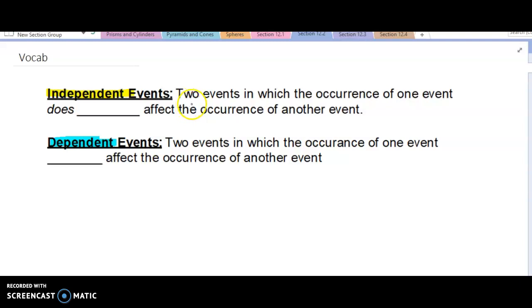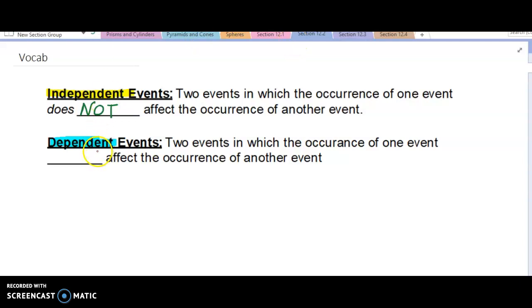So independent events are two events in which the occurrence of one event does not affect the occurrence of another event. Suppose we are rolling two different dice. We roll the first die. What we get on that first die has absolutely no effect on what we roll on the second die. That would be an example of an independent event.